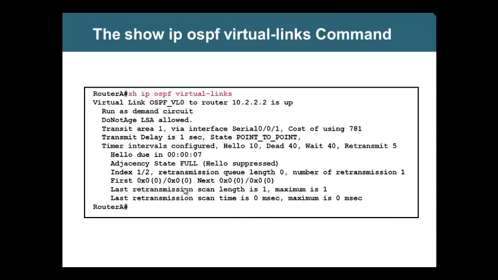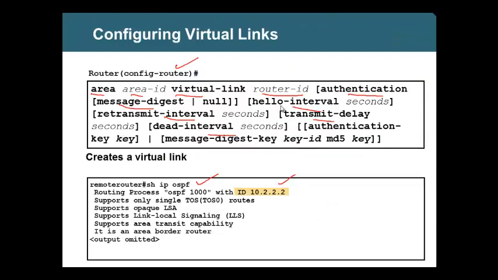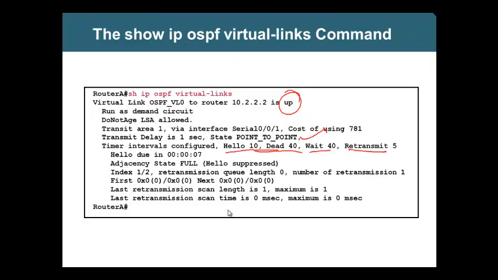Show ip ospf virtual-link will show you the status. You can see the virtual link status is up. A virtual link is always seen as point to point. Timers are the normal timers, 10 and 40. If you wish to change these, retransmit, dead time, hello time, you have options here: hello interval, retransmit interval, delay, all of them you can change. Adjacency is in full state. Right? So let us do this and finish it.